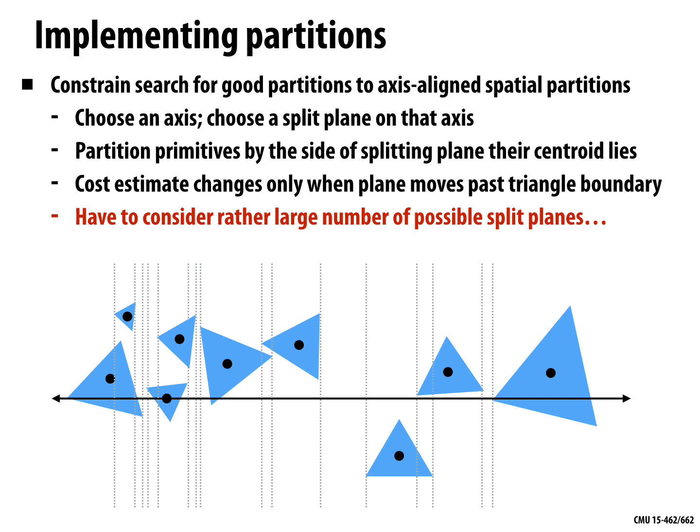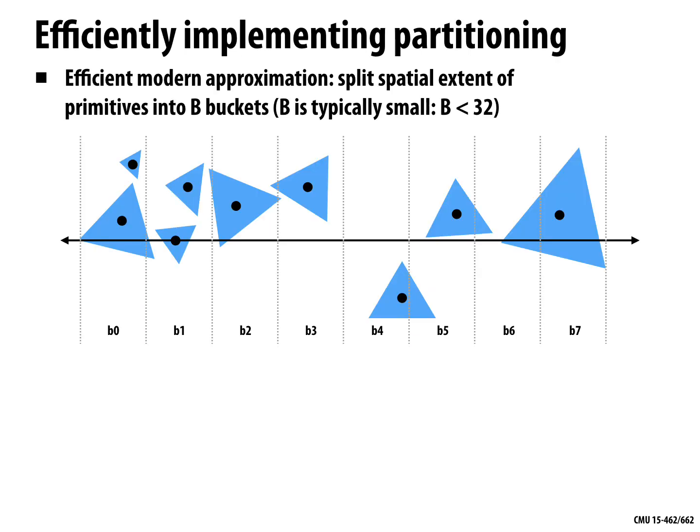Now, one thing we can notice is that the cost estimate is only going to change when the plane moves past the triangle, when the triangle goes from one bucket into the other bucket, right? So we don't have to consider too many, but we still have to consider quite a large number of possible split planes. For that reason, we make yet another approximation. So modern ray tracers will say, look, it's really not worth it in terms of the overall performance to consider every possible split plane. What we're going to do instead is just pick some small number of partitions to check, or buckets to check. So maybe 32 different ways of splitting along this axis.